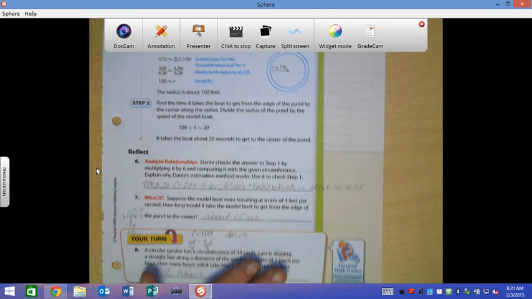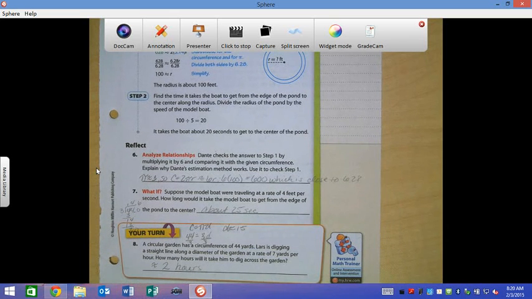Alright, so on number 6, it says Dante checks the answer to step 1 by multiplying it by 6 and comparing it with a given radius. Explain why Dante's estimation method works. Use it to check step 1. So, since pi is approximately 3, our circumference is 2 pi r, 6 times r, because 2 times 3 is 6. If we do 6 times 100, it's close to 628, so it seems pretty legit. If we plug all of our numbers in, it works out pretty well.